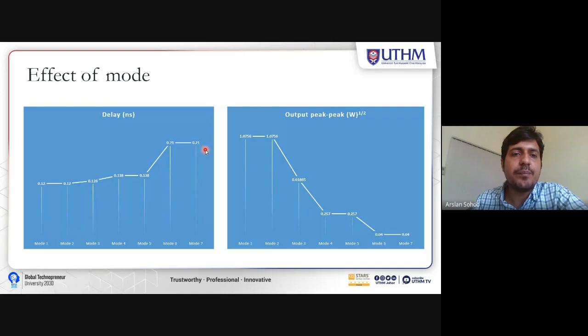Also, the output peak to peak, the output power received at the second end. For mode 1, it is about 1.075, and it decreases with the mode. For mode 7, it is 0.04. So this was only some simulation results.